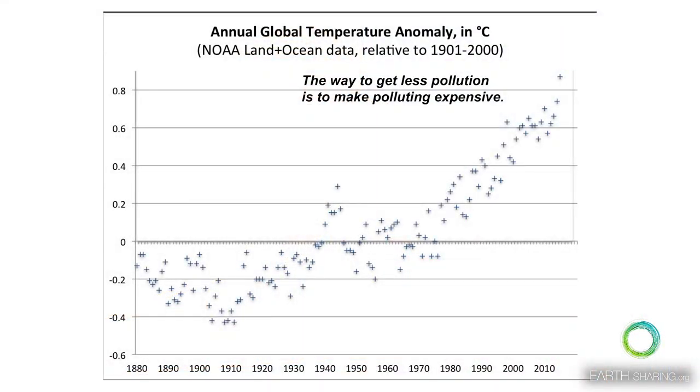And the way economists look at this, of course, is that the way to get less pollution is to make polluting expensive. Because when you make polluting expensive, you get market forces working to promote conservation, innovation, development of new technologies, all the things that I, as an economist, love about capitalism.